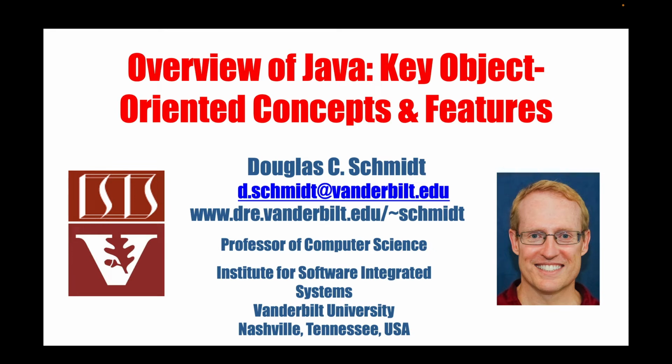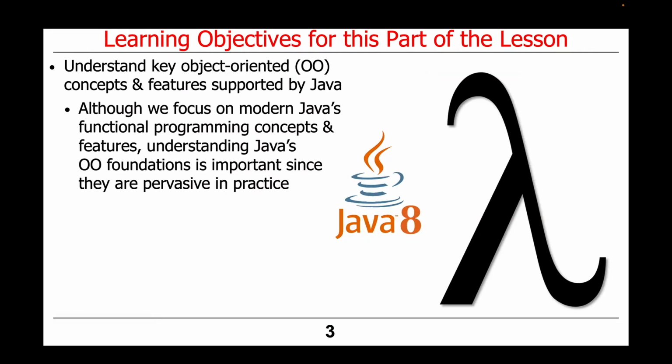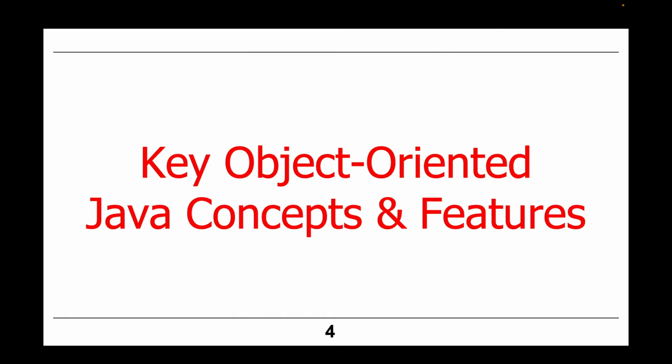We're now going to begin our overview of Java, focusing initially on key object-oriented concepts and features supported by the language. These concepts and features include abstraction, inheritance, and polymorphism. Although in general, our goal is to focus on modern Java's functional programming concepts and features, understanding Java's object-oriented foundations is important since they're pervasive in practice. And nearly any non-trivial Java program will include elements of its object-oriented and functional programming features nowadays.